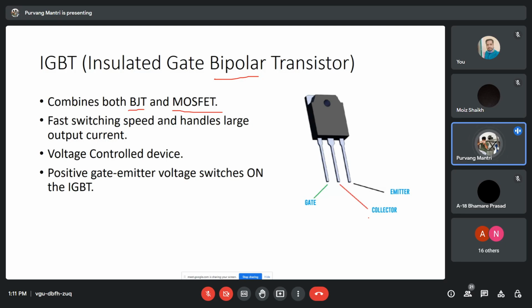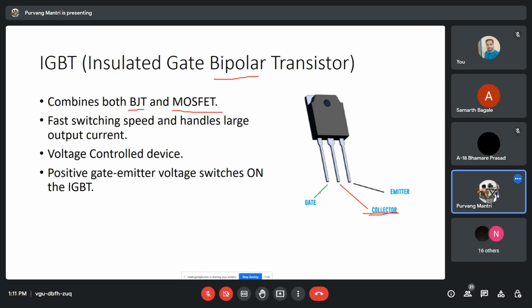So you can apply voltage or current, and thus the gate and emitter will switch on or off. I hope you understand how electronic switches work. Guys, please answer with yes or no. I hope you understood the working of electronic switches. Yes, sir. Yeah, good.